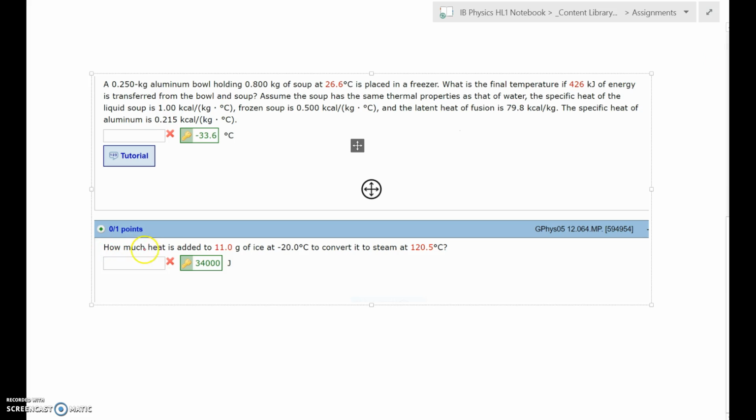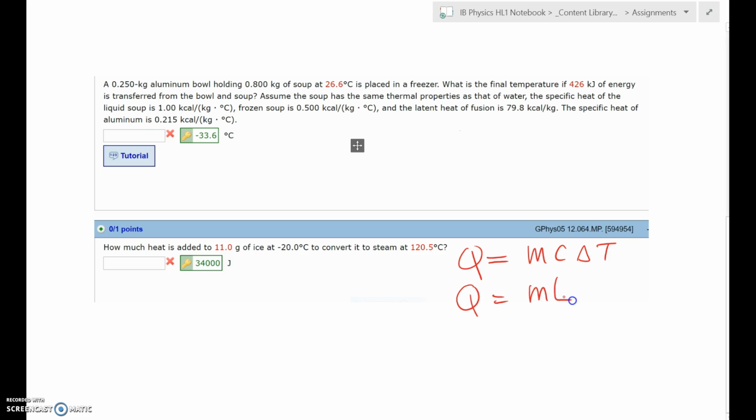On the last question, how much heat is added to 11 grams of ice at negative 20 to convert it to steam at 120.5? So again, recall that if you want to change the temperature of a substance, heat supply needs to be mass times specific heat times the change in temperature. If you want to change the state of a substance, then Q equals mass times latent heat. Now the ice is at negative 20.